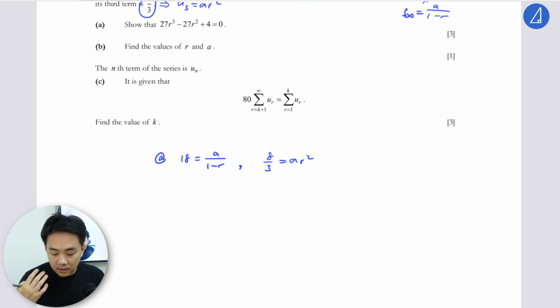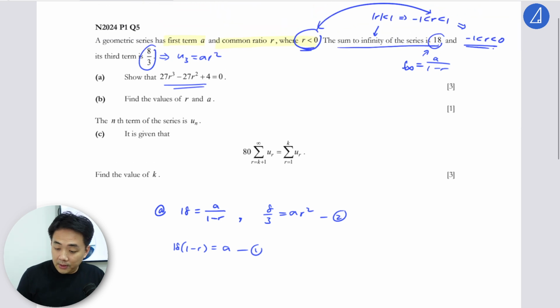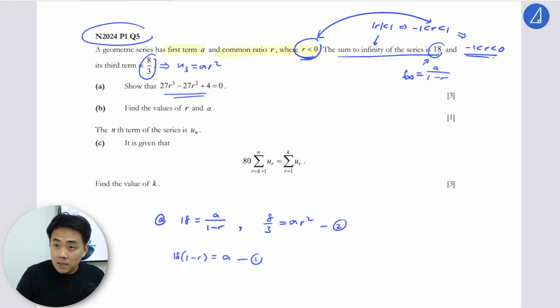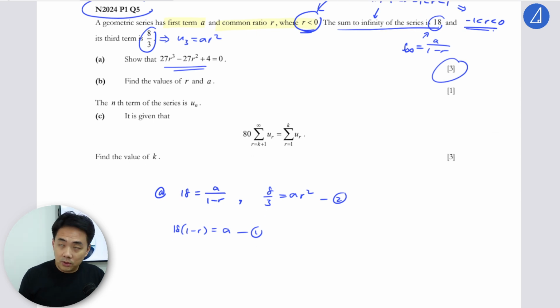So I don't think it's hard to see. Basically, what we need is to make A the subject and then substitute into the second one. Then you can just show this. This is last year's 2024 paper 1. You see that it's quite simple and it's 3 marks, so this one don't give away.